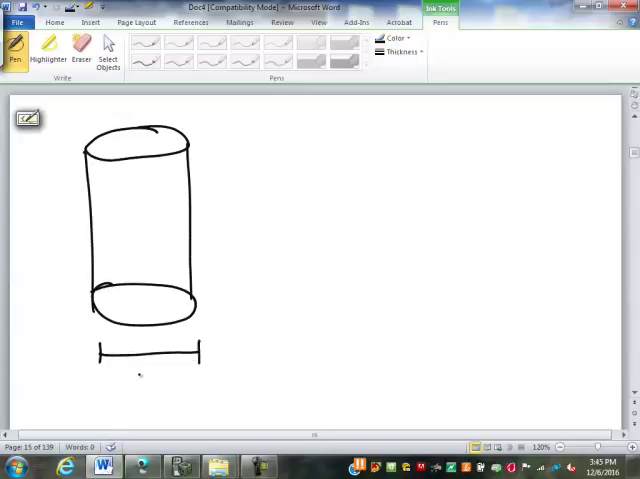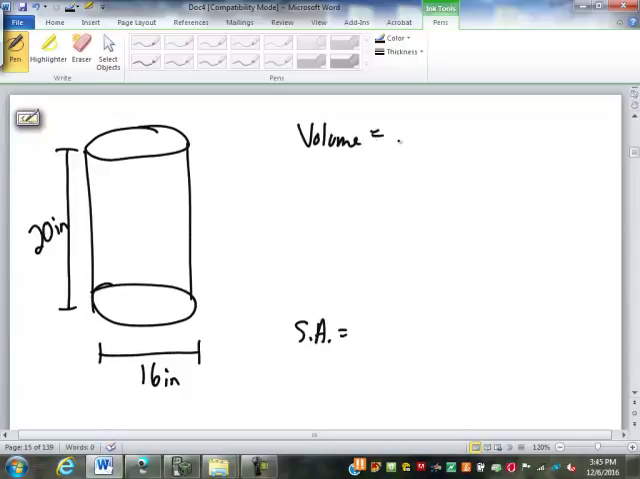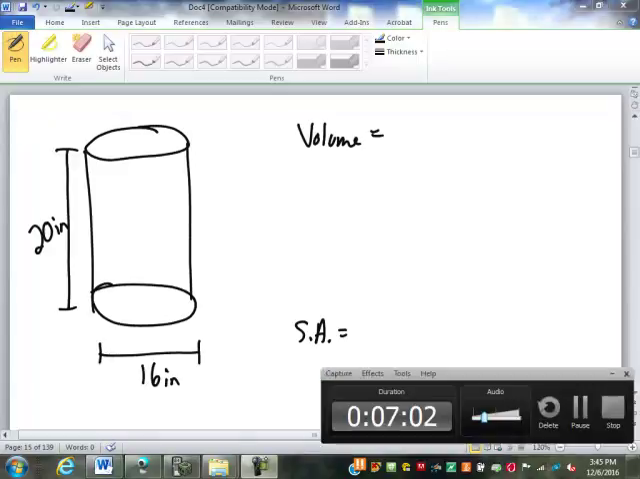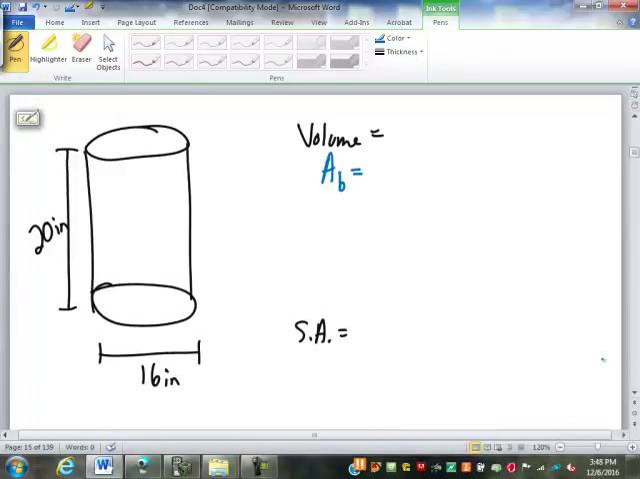What if I have a cylinder that is diameter of 16 inches, height of 20 inches? Find in your notes for me the volume and the surface area quick. Let's check the volume first. I'll give you a little more time to finish up the surface area.